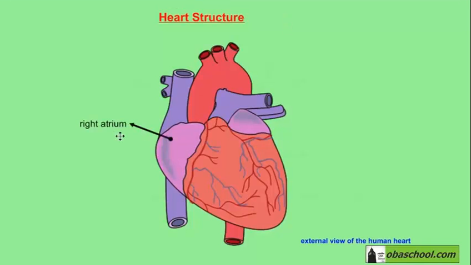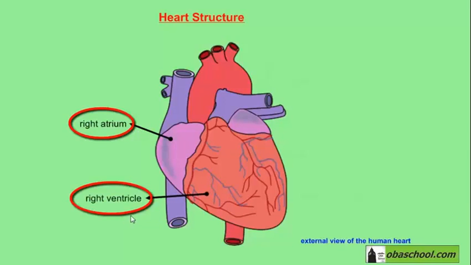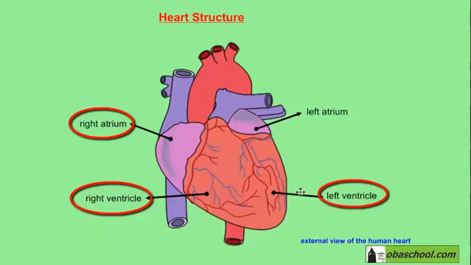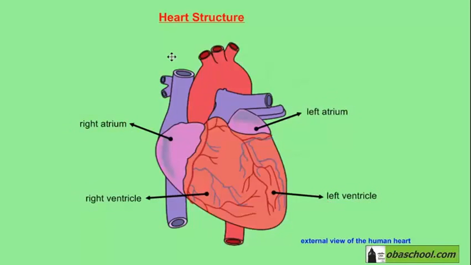The first structure is the right atrium, which looks like a small ear of the heart. Below it we have the right ventricle, so this is the right side of the heart. And on the left side of the heart we have the left ventricle, and above it we have the left atrium.